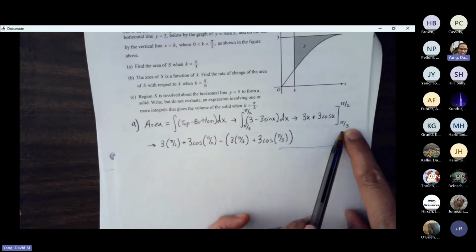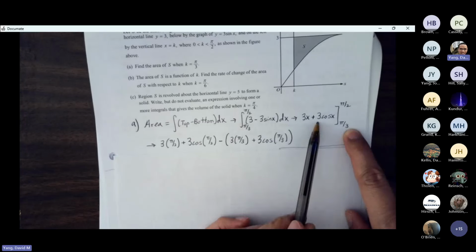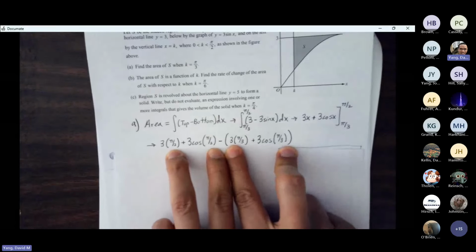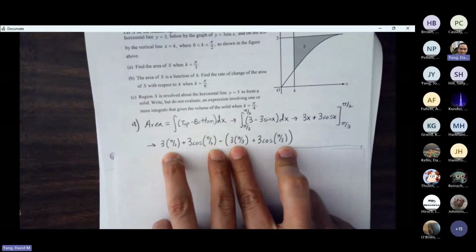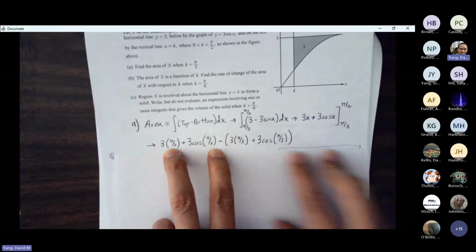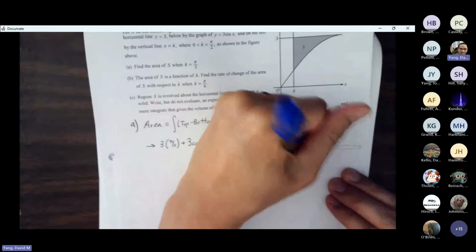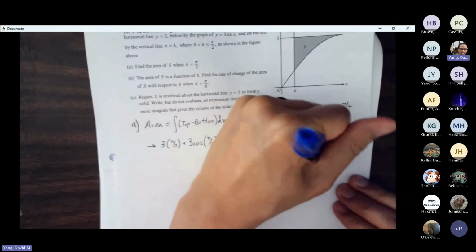Repeat the same process for the lower bound: 3 times pi over 3 plus 3 cosine of pi over 3. Now, we can't leave our answer like this. Okay, we got to go one step further. We have to resolve these unit circle values. So it's important that if you're shaky with unit circles, make sure that you review your unit circles.